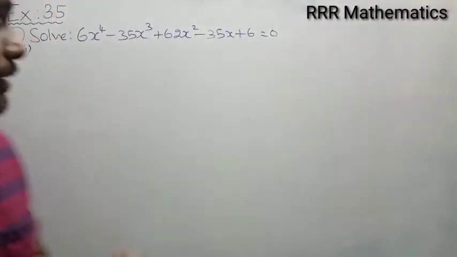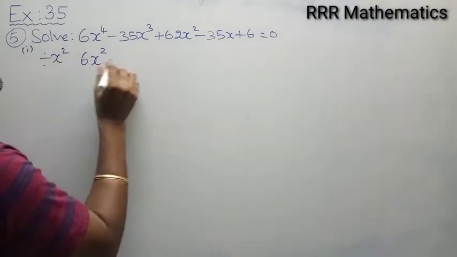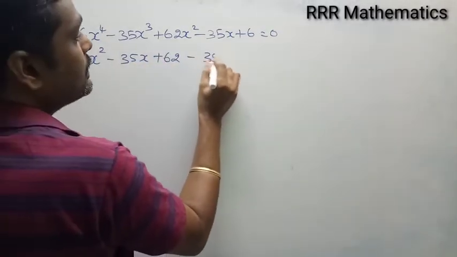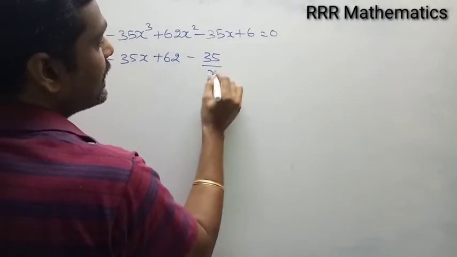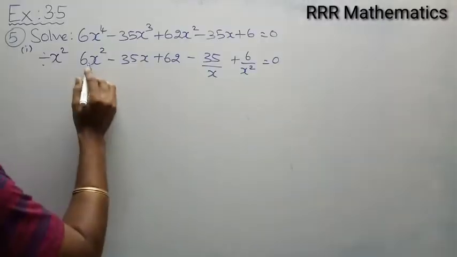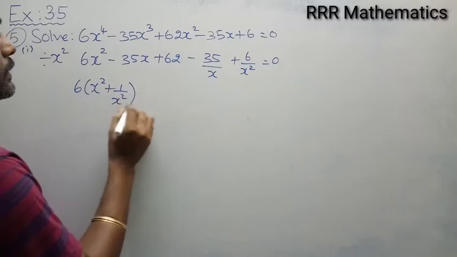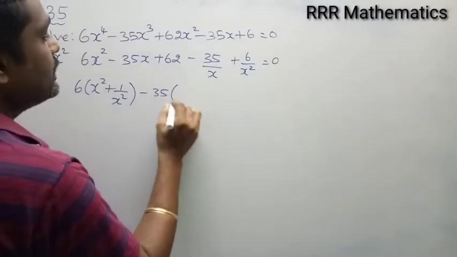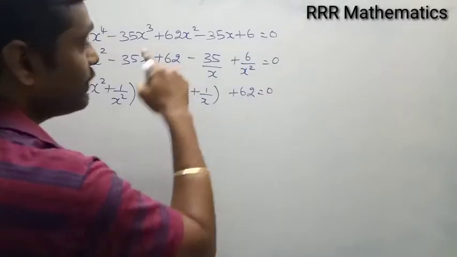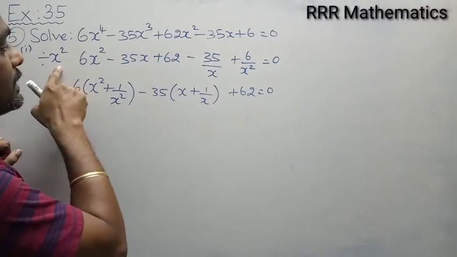When you divide by x², see what will happen. It will be 6x², and this will be 35x, and this will be 62, and this will be 35 by x. x² means one x gets cancelled, and 6 by x². See what happened. These two I can take 6 common, and these two I can take minus 35 common, and this is the middle term constant. That's why I verified in the very beginning that the extreme end values are the same.